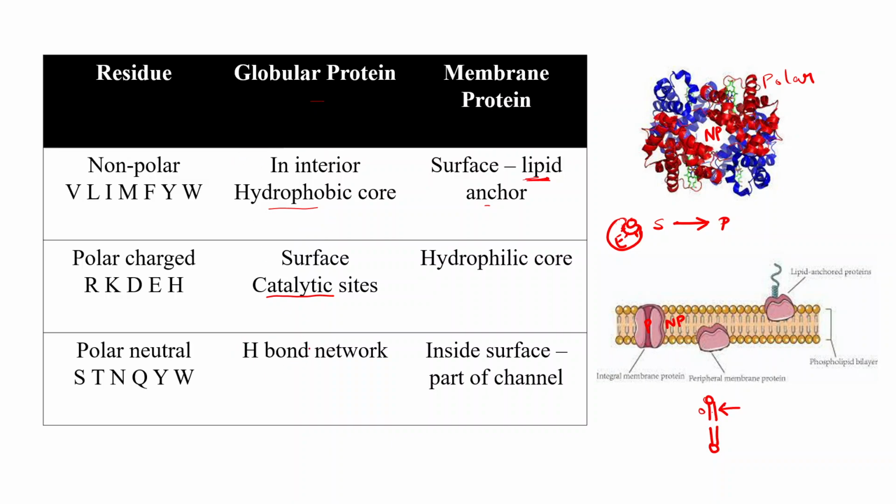For globular proteins, they are mainly involved in hydrogen bond networking, and for membrane proteins, they are on the inside surface, because again they are polar, and mostly they are part of the channels. There are certain membrane proteins that make up a channel which allows certain ions and molecules to pass through the membrane. So there are sodium channels and potassium channels. Those channel proteins have to allow sodium ions and potassium ions to pass through. So the residues lining the channel are generally polar neutral amino acids.